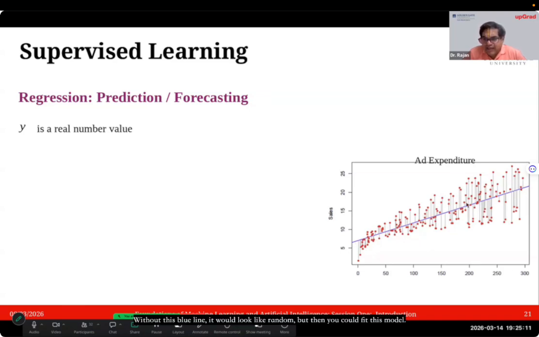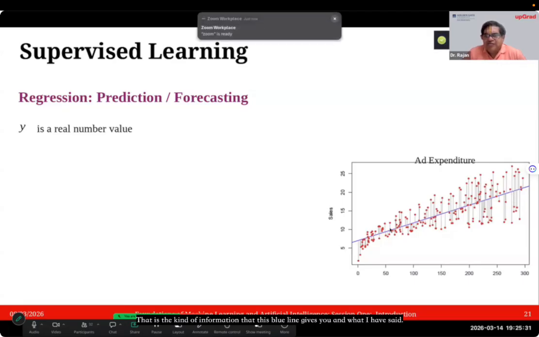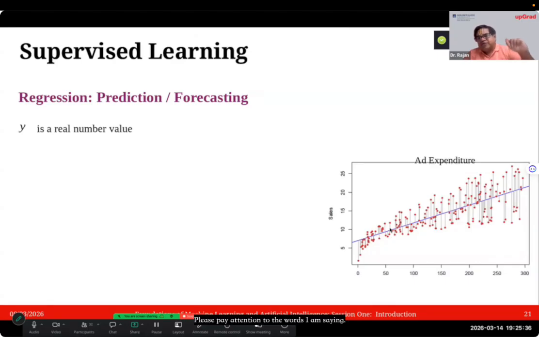Without this blue line, it would look random. But then you could fit this model: given the ad expenditure, I expect to make this much of sales. That's the kind of information that this blue line gives you. Please pay attention to the words I'm saying: given this much of ad expenditure, this is the amount of sales I expect to make.